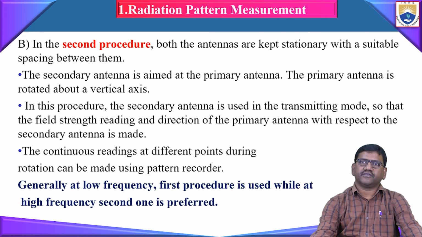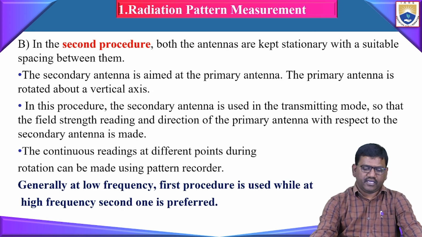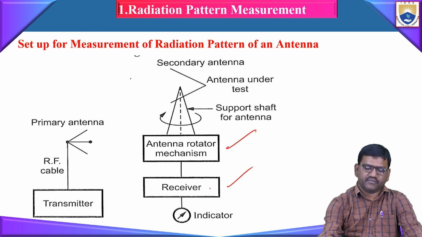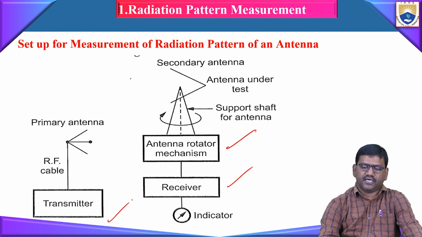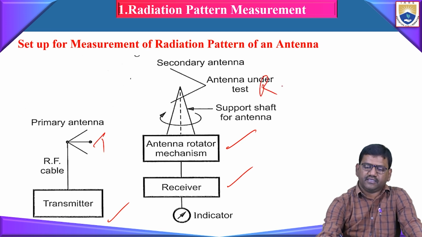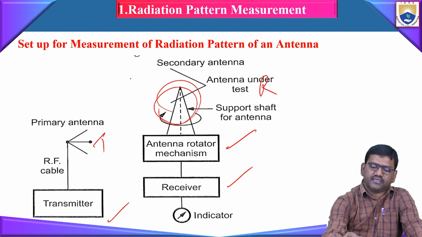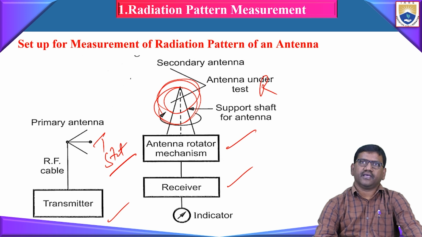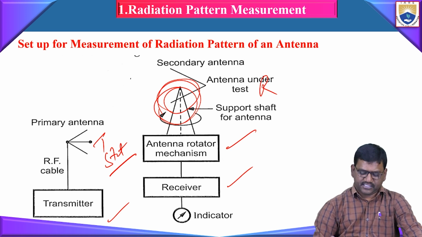Generally, at low frequencies the first procedure is used, while at high frequencies the second one is preferred. So this is the basic setup required for the radiation pattern of an antenna. There is an antenna rotator, receiver, and transmitting antenna. The primary antenna is a transmitting antenna, and this is the receiving antenna. We need to rotate this antenna. This is stationary, and this antenna must be rotated through a rotator mechanism. At different points, we need to find out the electric field strength received by the antenna under test.